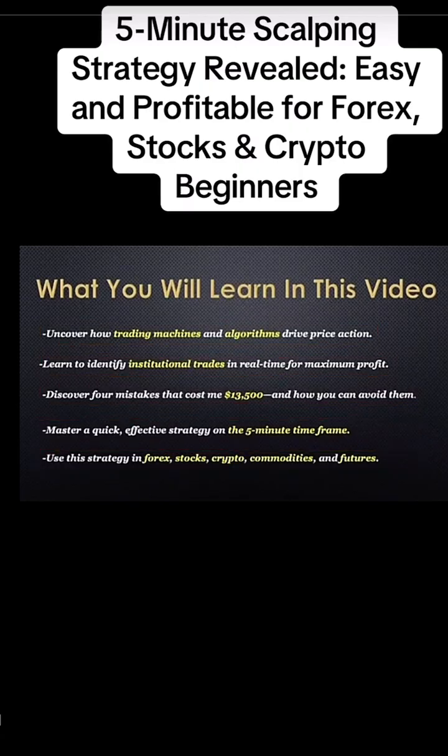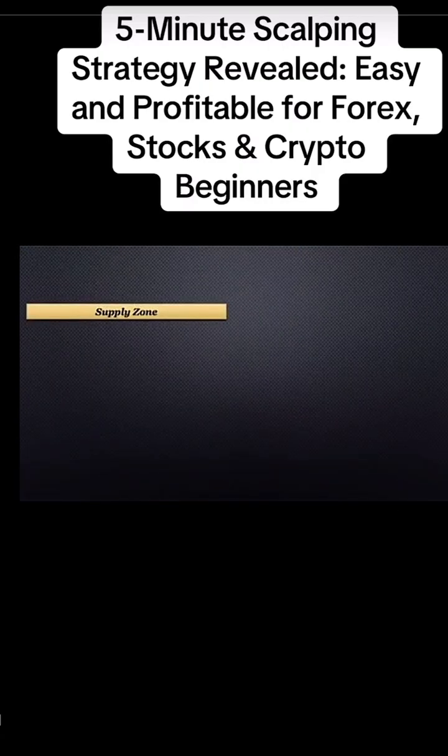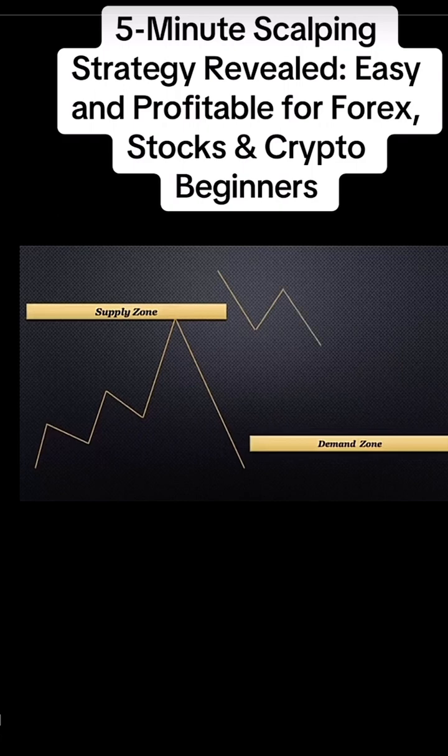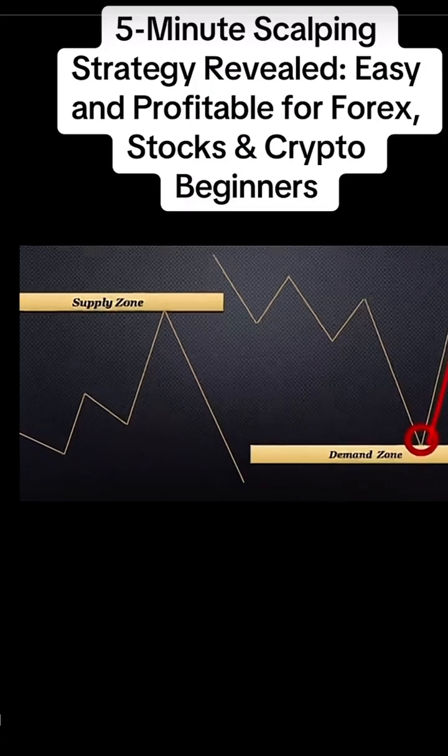Alright, let's dive into the foundation of this strategy, supply and demand zones. A supply zone is a price area where selling pressure is strong enough to stop the price from going higher. This zone often appears after a rally or uptrend when big players like institutions or banks start selling to take profits. As a result, the market reacts by dropping from this level. A demand zone is a price area where buying pressure is strong enough to stop the price from going lower. This zone often forms after a decline, where big players step in to buy, pushing the price back up.